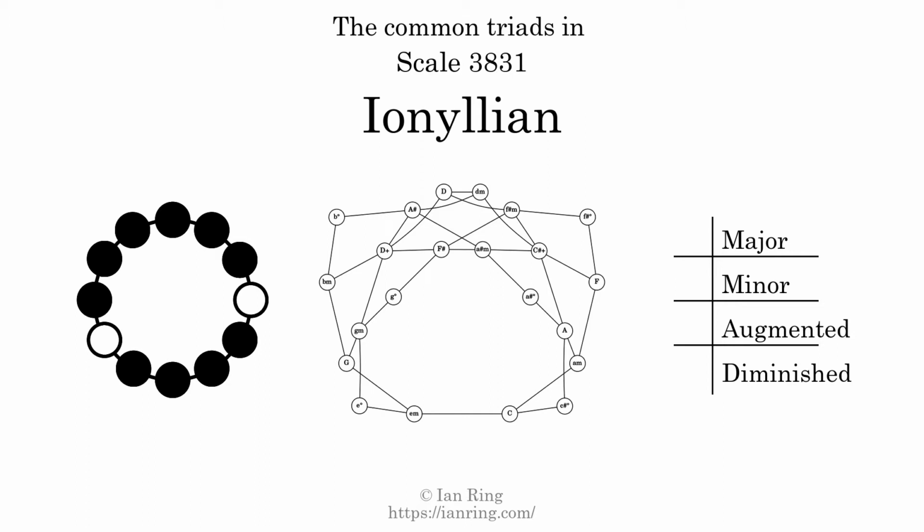The diagram in the center is a graph of parsimonious voice leading between triads. There are 7 major triads. There are 7 minor triads. There are 2 augmented triads. There are 6 diminished triads.